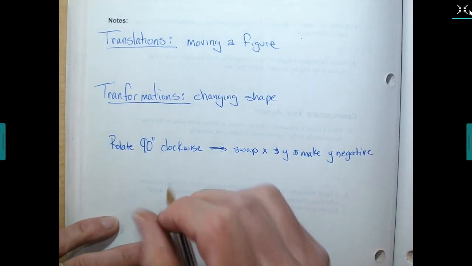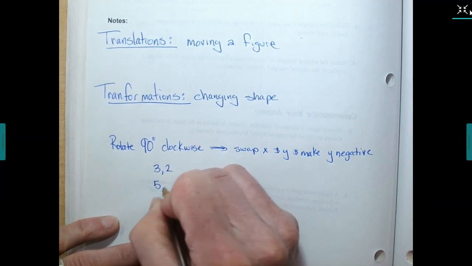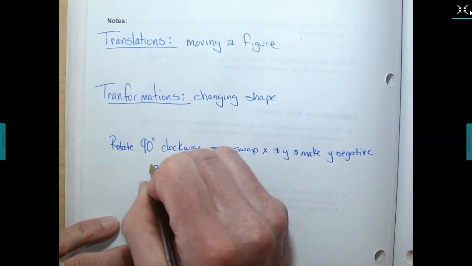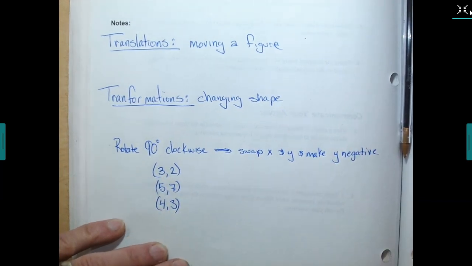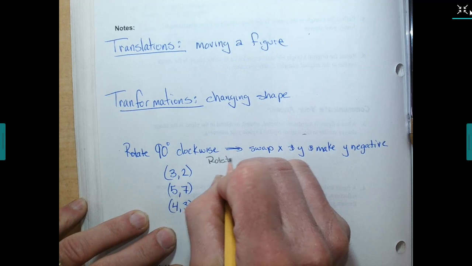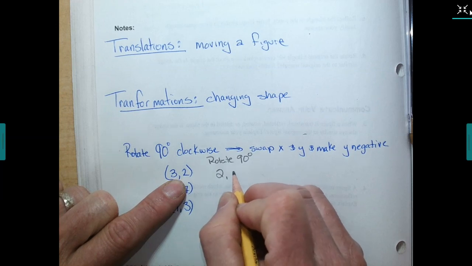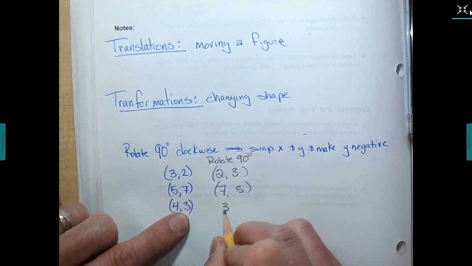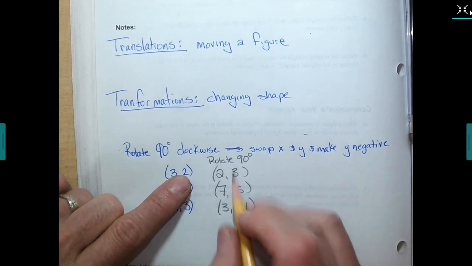So for example, if you had 3, 2, 5, 7, and 4, 3, you had a triangle. And what I need to do is rotate 90 degrees. So I'd flip them. So I have 2, 3. I would have 7, 5. And I would have 3, 4. But don't forget, swap the X and the Y and make Y negative.